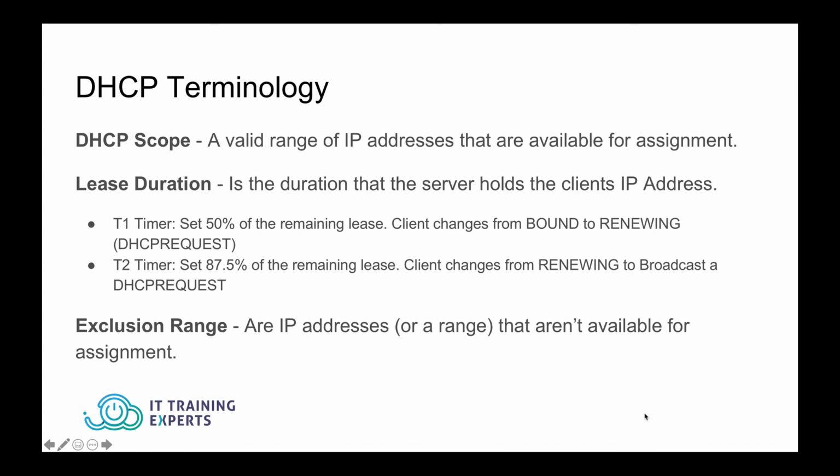Another area you might want to use it is for gateways. Gateway would be another one. You don't want to have a DHCP address for a gateway. You want your gateway to have the same address. You'd want to make sure that's part of an exclusion range as well.